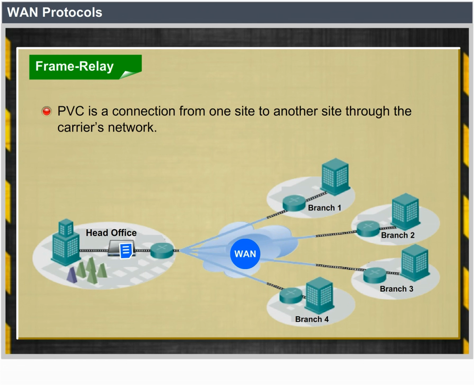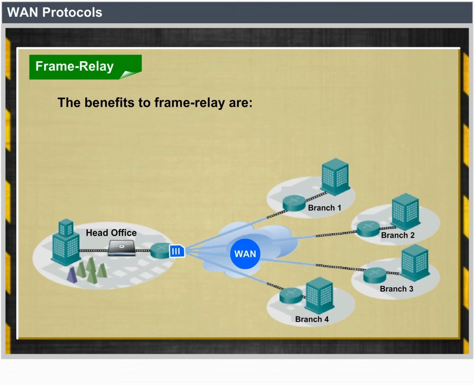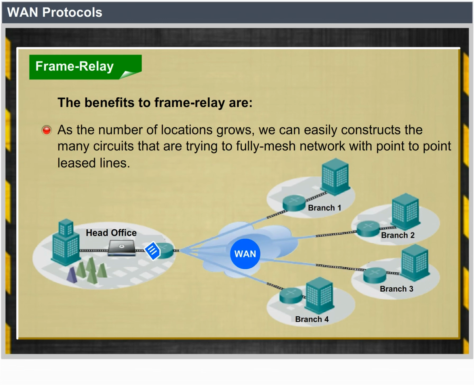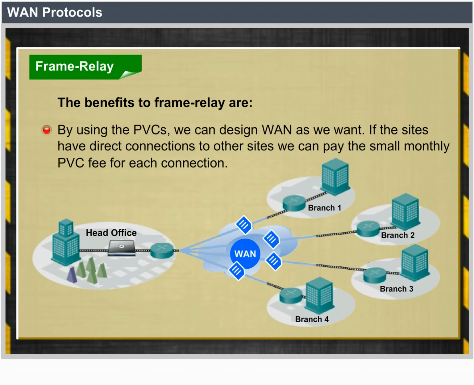The benefits of frame relay are: the ability to have a single circuit that connects to the frame relay cloud and gain access to all other sites. As the number of locations grows, this is much easier than implementing the many circuits needed to fully mesh a network with point-to-point leased lines. Recovery is also improved, because you request a single circuit to the cloud and use PVCs to gain access to all remote sites. By using PVCs, we can design the WAN as we want. If sites need direct connections to other sites, we can pay a small monthly PVC fee for each connection.